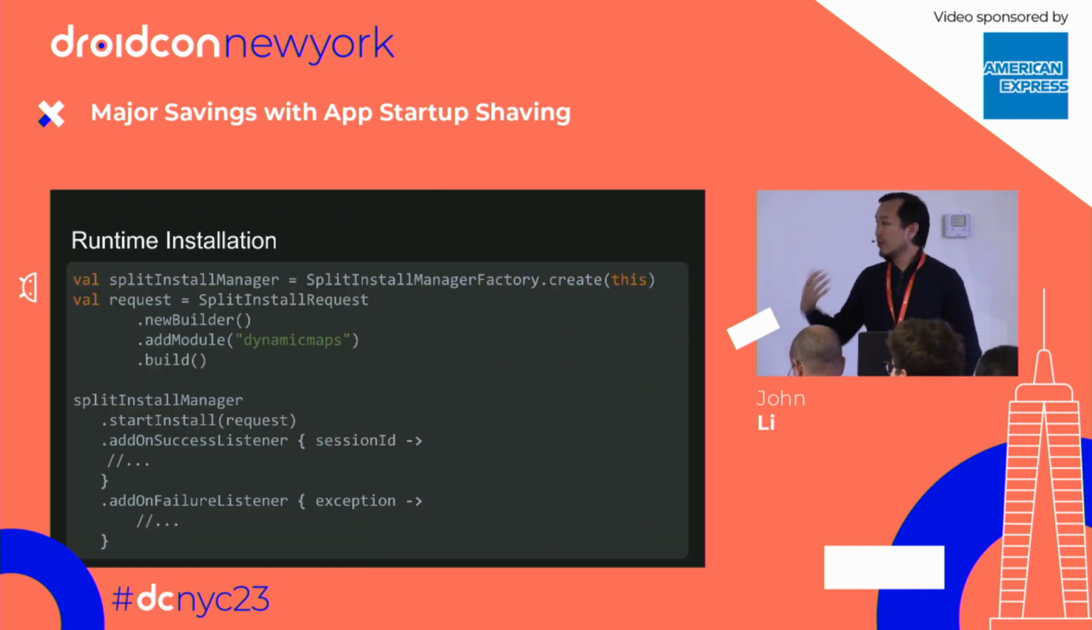And the last thing, I want to install this module during runtime. It could be after app startup. It could be in the background. This is essentially all the code it takes to install that module. You have the split install manager. You create the request. You have the callback for if it's successful or not, and then you're able to navigate to that feature afterwards.